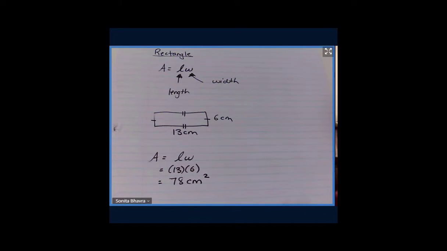Very important: units. It's centimeters times centimeters, so it is centimeters squared for our units.